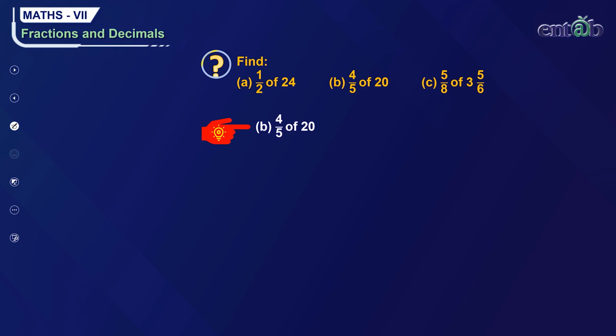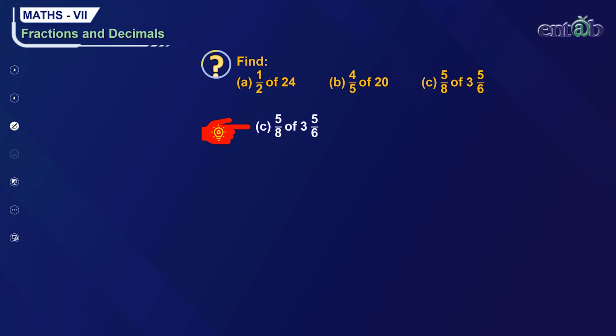4 by 5 of 20. So 4 by 5 times 20 by 1. Now it's up to you whether you multiply the numerators together and denominators together first, or first simplify the numerators and denominators. So here I have simplified first. 5 ones are 5 and 5 times 4 gives 20. So 4 times 4 is 16 and 1 times 1 is 1. So 16 over 1 can also be written as 16. Let's look at the next part.